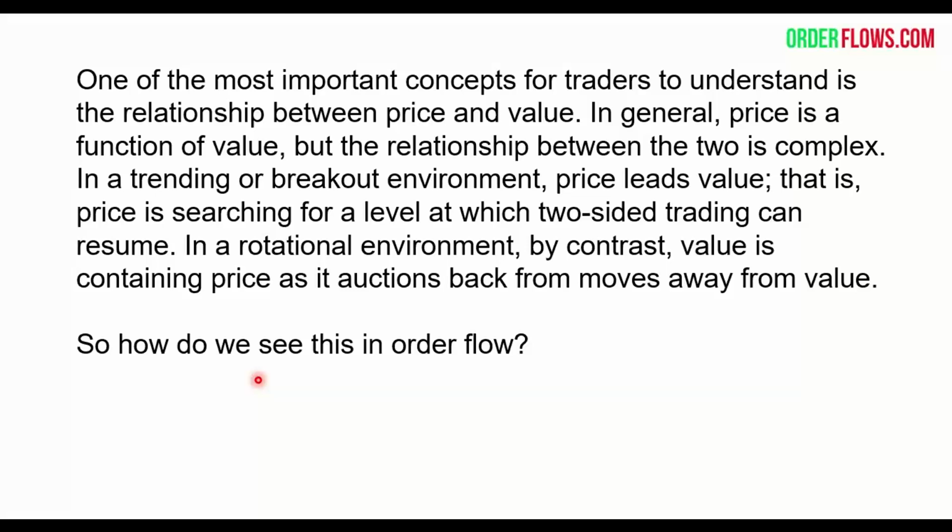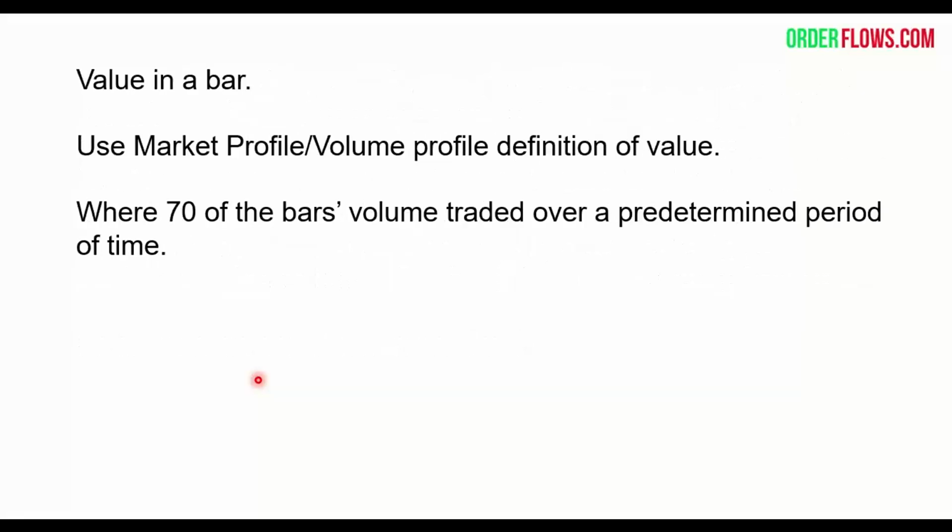Now, in a rotational environment, value is containing price. So as price starts to move away from value, it will come back. And how do we see this in the order flow? Well, most of us traders, we've heard of the term market profile or volume profile. What the value area is in market profile terms, volume profile terms, is where I said 70, it's actually 70% of the bar's volume traded over a predetermined period of time.